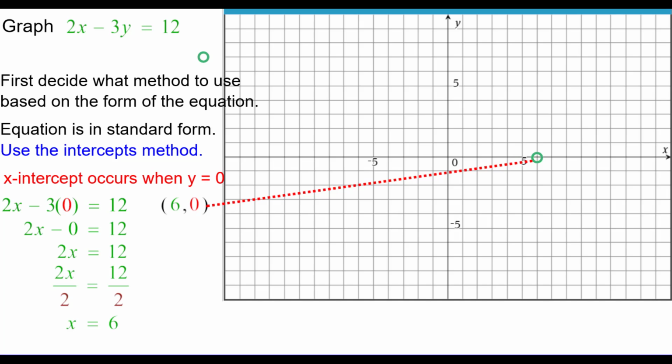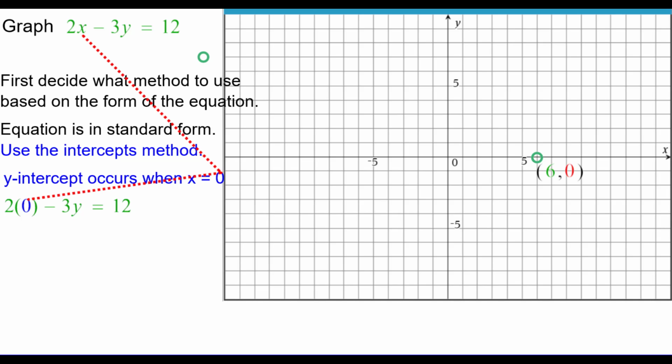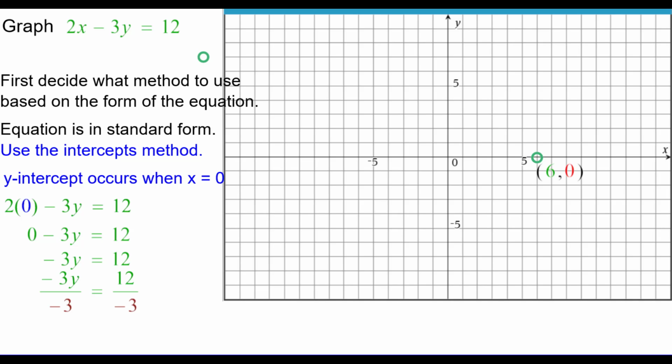We'll plot that point, and then we'll go ahead and find the y-intercept, and that occurs when the x-coordinate is 0. Substitute 0 for x. 2 times 0 is 0, and 0 minus 3y is negative 3y. We'll divide both sides by the coefficient of y, which is negative 3, and we get y equals negative 4. So the ordered pair 0, negative 4, we'll plot that on the y-axis.